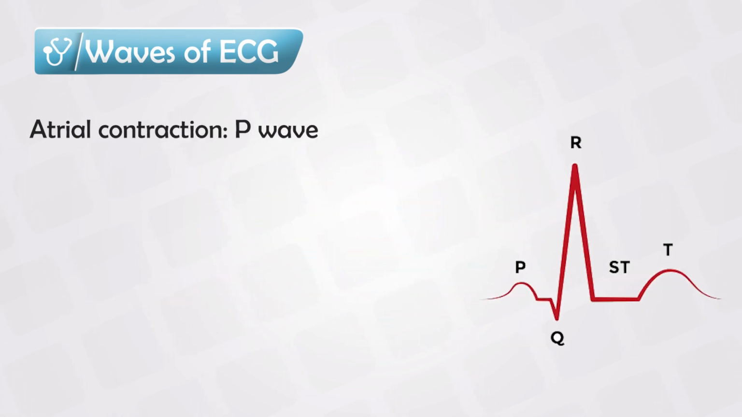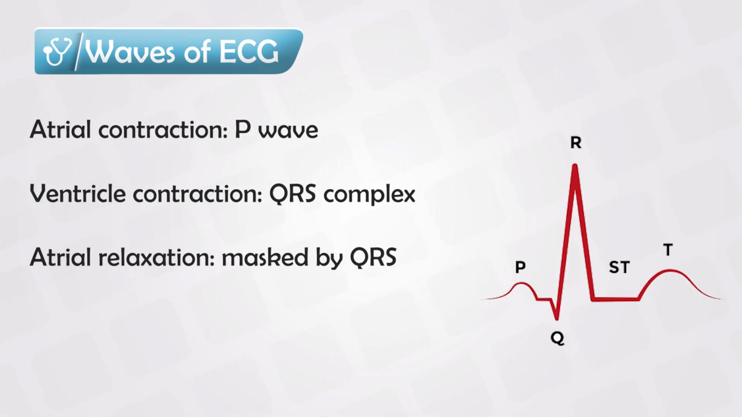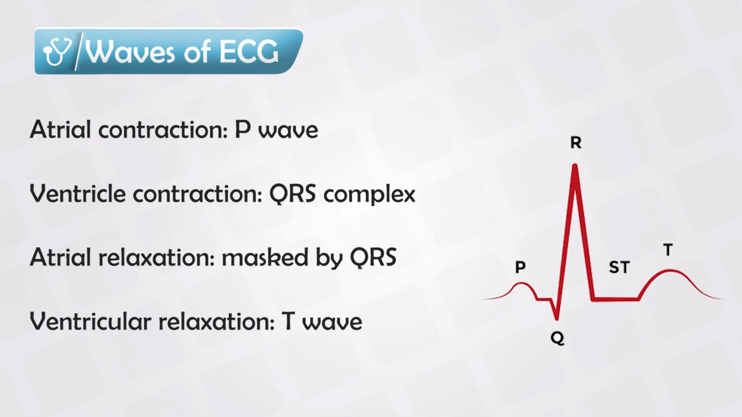When the atria contract, we see the P wave, and when the ventricles contract, we see the QRS wave. And during the QRS wave, the atria relax. So we should see a wave representing the atria relaxation. But this relaxation wave is covered by the large QRS. And then the ventricles relax and we see the T wave. Sometimes we see a U wave, but you don't need to worry about that.